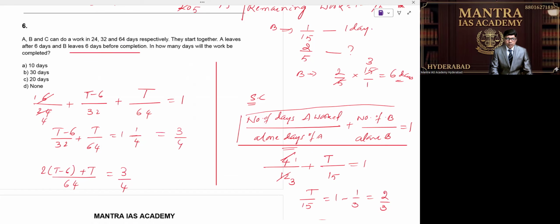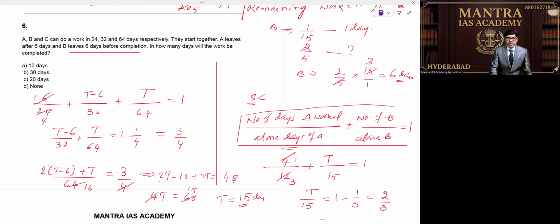Now cancellation: 4 sixteens are 64, so 16 into 3 is 48. Do the calculation: 2T minus 2 into 6, which is 12, plus T, is equal to 48. So 2T plus T, which is 3T... the total is 4T equal to 48 plus 12, which is 60. 4 fifteens are 60. So the total number of days to complete the whole work is 15 days.